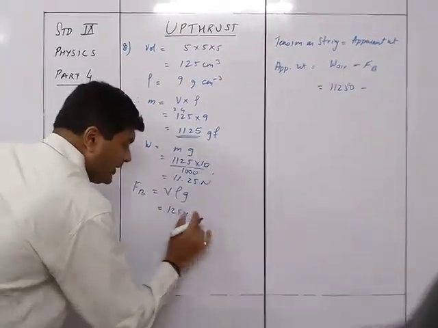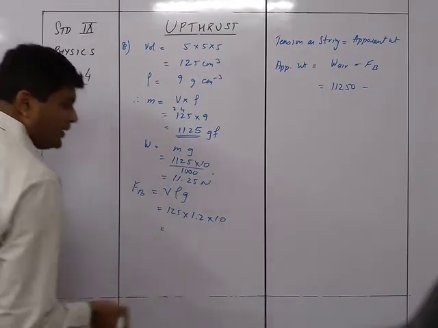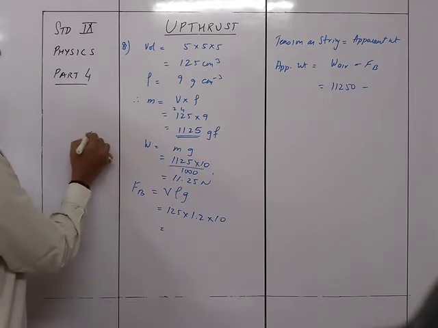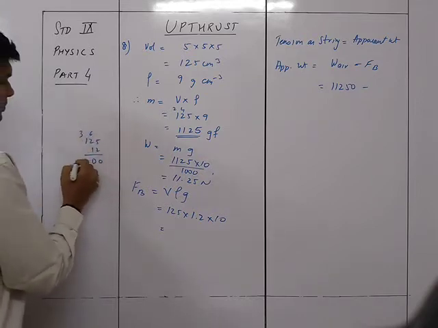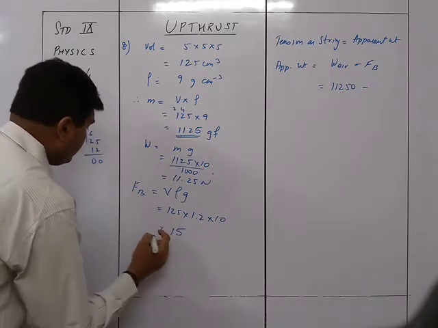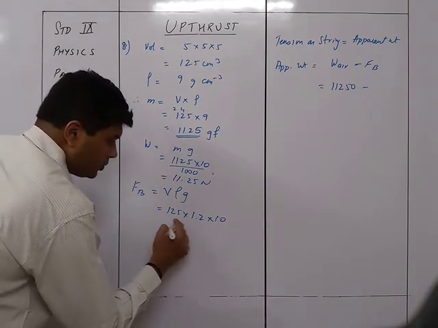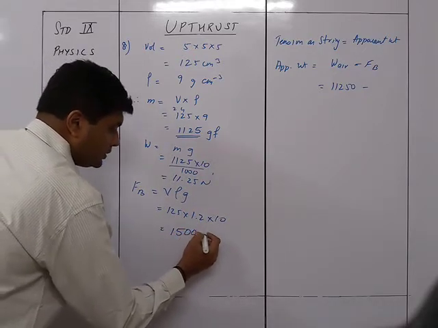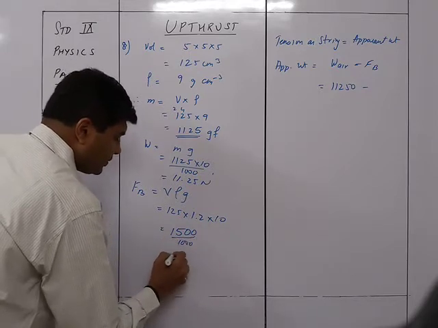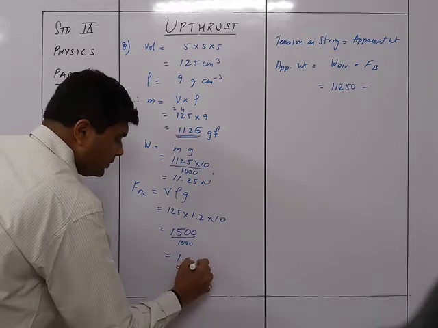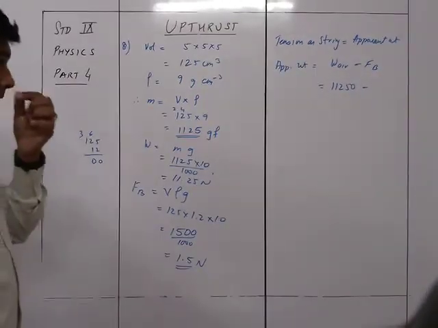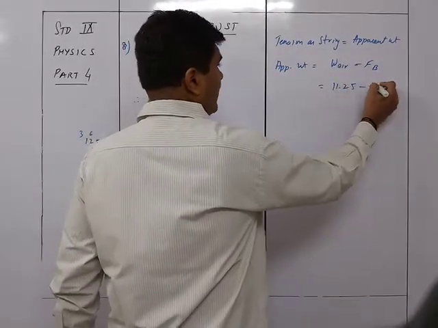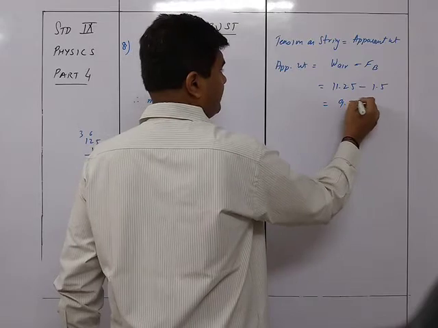So it is 1.2 into 10. So 125 into 12 is 1500. So 12500 upon 1000 is equal to 1.5 Newton. Okay. So over here it will be 11.25 minus 1.5 is equal to 9.75 Newton.